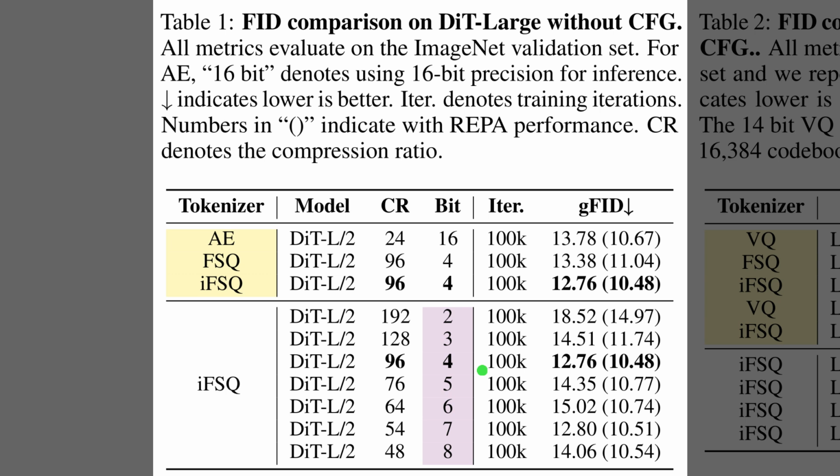We see a clear sweet spot at 4 bits where quality peaks. Going lower to 2 bits hurts performance, while adding more bits beyond 4 yields diminishing returns.